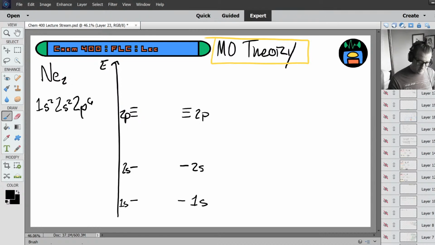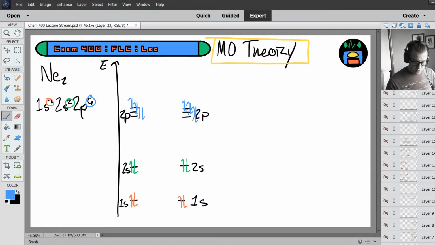Now, when it comes to placing our electrons, we have 2 electrons in our 1s orbital. We have 2 electrons in our 2s orbitals. And here we have 6 electrons in our 2p subshell. So we've got 1, 2, 3, 4, 5, 6. 1, 2, 3, 4, 5, 6.